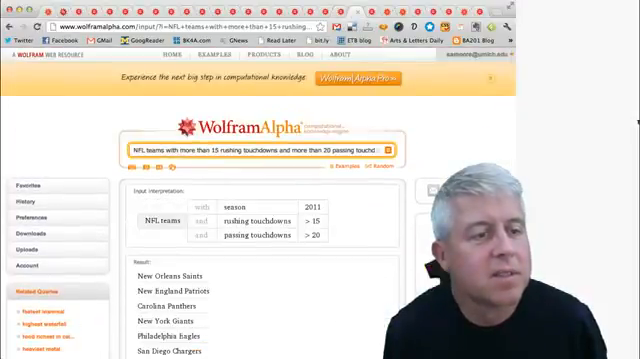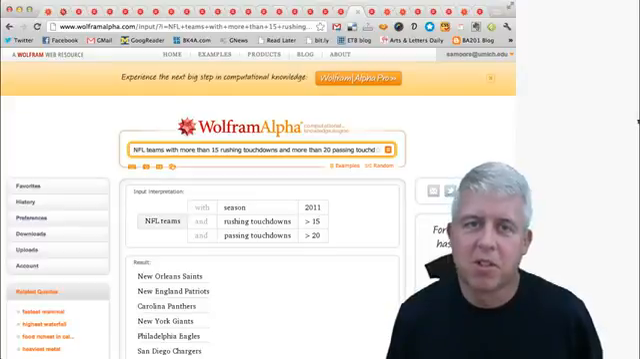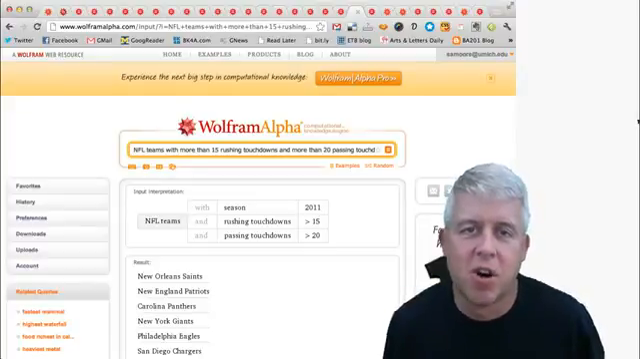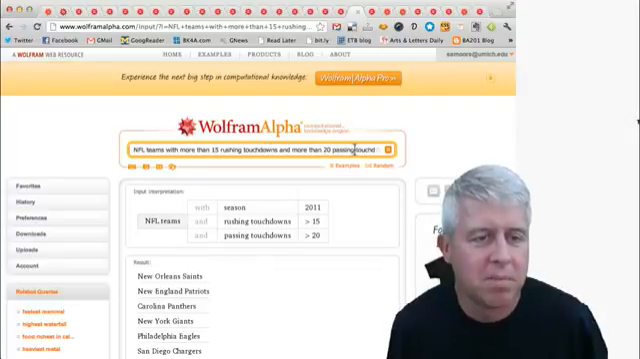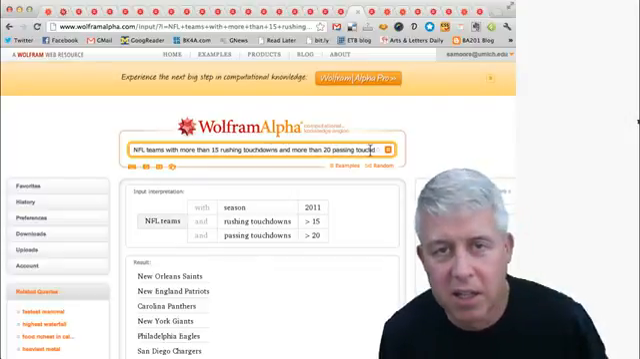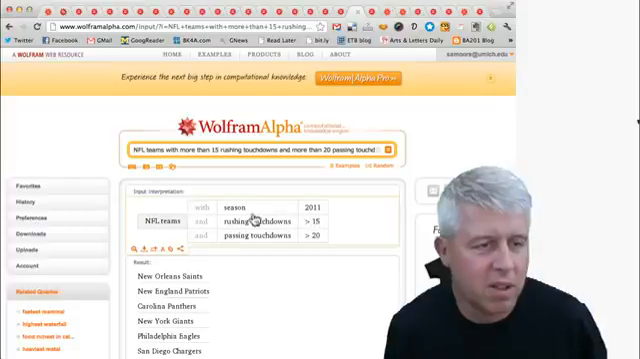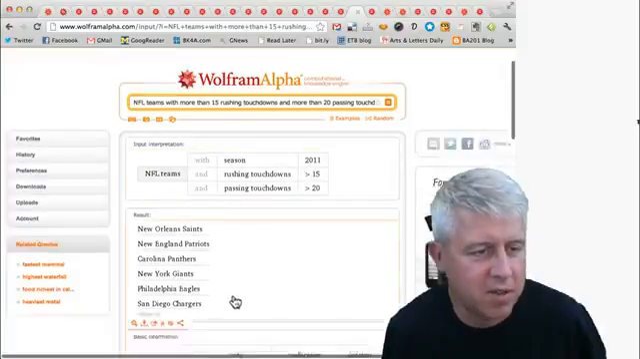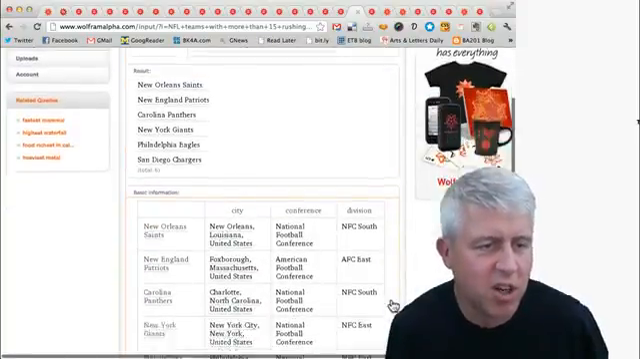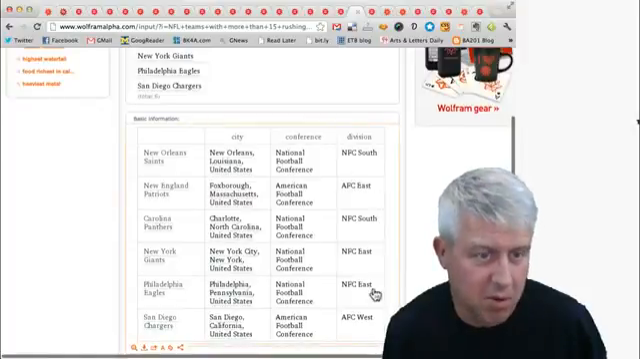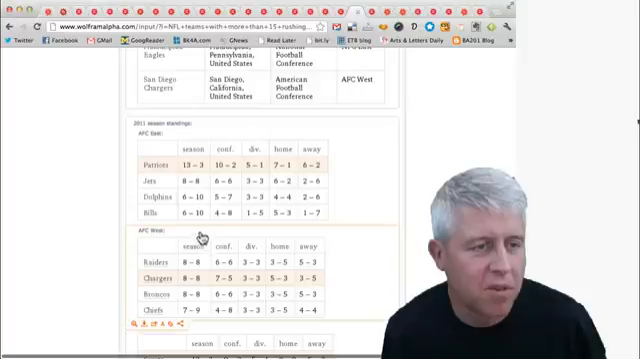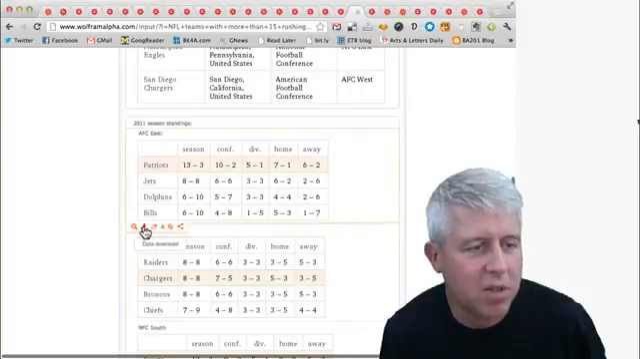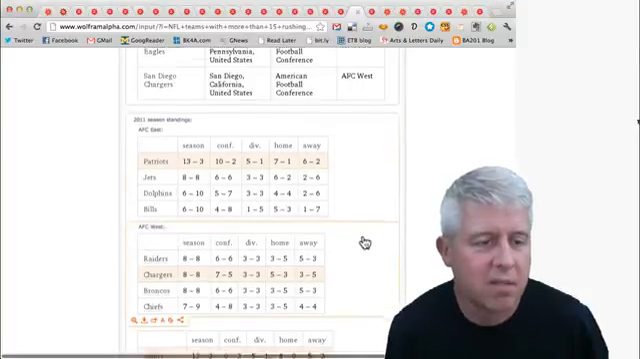Let's see anything else. Also knows about sports. This is so cool. NFL teams with more than 15 rushing touchdowns and more than 20 passing touchdowns in 2011. So this is the query it ran, and it gives you these answers. It tells me a little bit more about those, goes a little bit farther down, gives me the standings for those teams. Oh, and you can always download all this data.